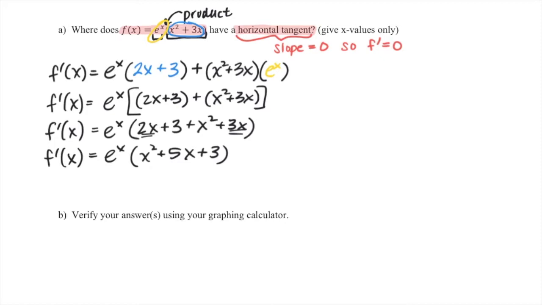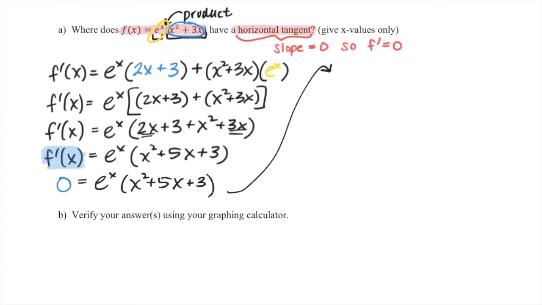So remember, this derivative represents the slope of the curve at any point, and we're wanting to find where the slope is equal to 0. So that means we are essentially going to be letting the derivative here equal 0. So if we do that, we're going to end up with the equation 0 is equal to e to the x times x squared plus 5x plus 3. So now we need to solve this equation.